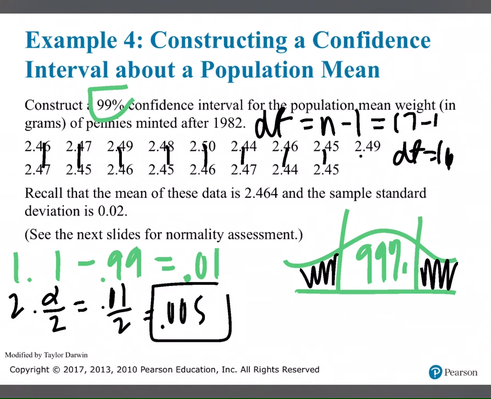And once you're at your t-chart, you will see, again, area in one tail or area in two tails. If we divided that by 2, this 0.005 is just the area of one tail. So you're going to use that. And then 16 degrees of freedom, and figure out where those numbers meet on that chart. And the number where they meet is 2.921. That's your t value.